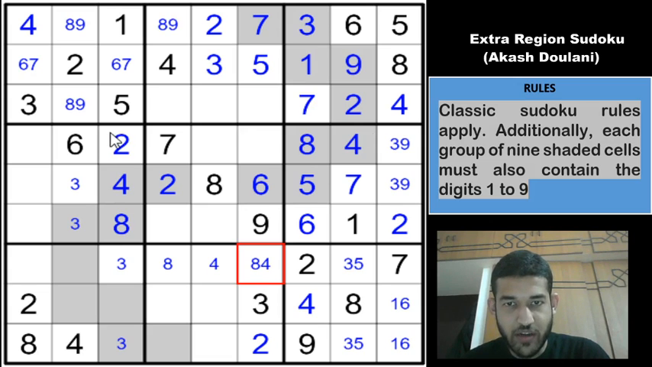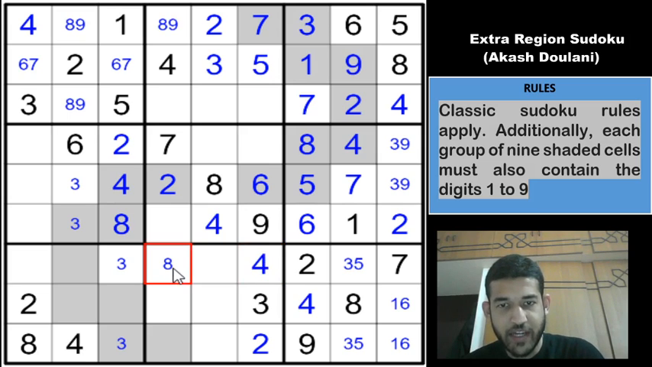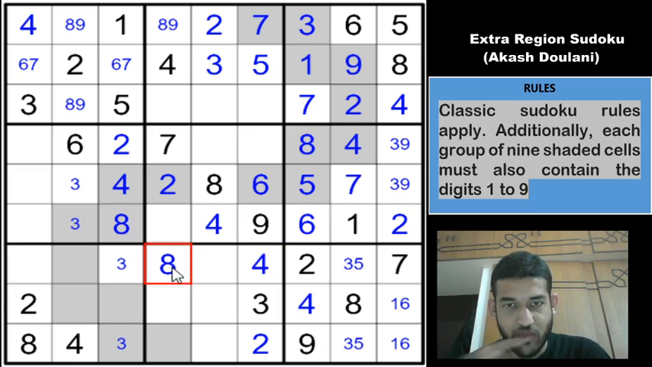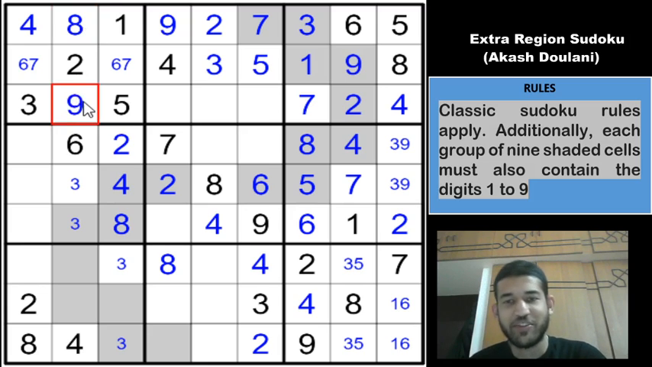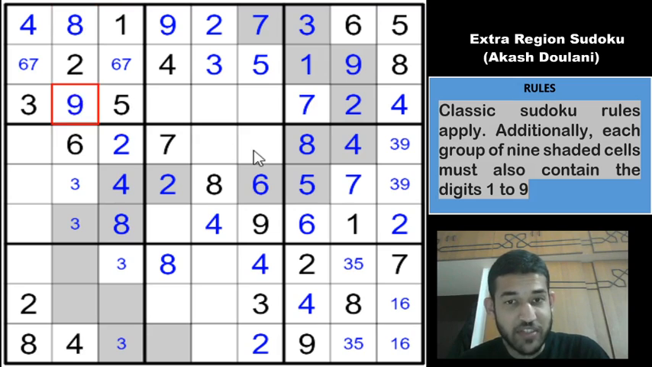And 4 is not in row 4. 4 is not in row 6, column 4. So 4 would have to be here, which gives us the 4 here. And that gives us the 8 here. And which in turn gives us the 9 here, an 8 here and a 9 here. Beautiful, guys. Really nice flow to the Sudoku now, which was lacking earlier.